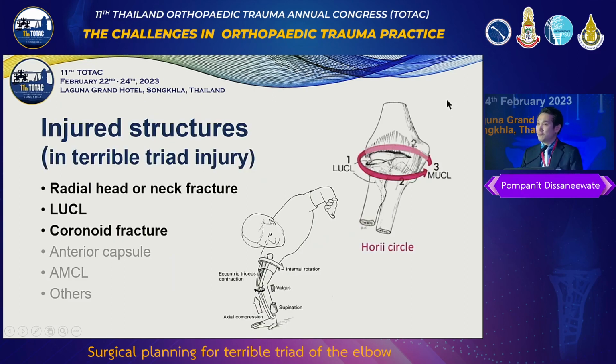So when I was a resident and I read the textbooks, the terrible triad injury included radial head fracture, coronoid fracture, and elbow dislocation, which usually implies the LUCL injury. But that's not all. There are still some occult injuries that sometimes we may overlook. They include the AMCL and also the anterior capsule. Or sometimes they also have other concomitant fractures too.